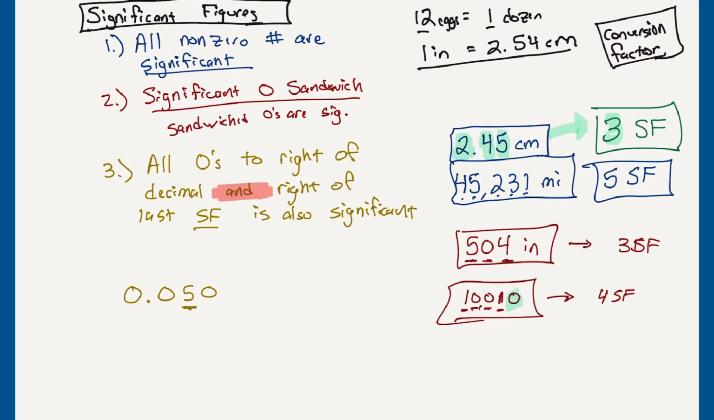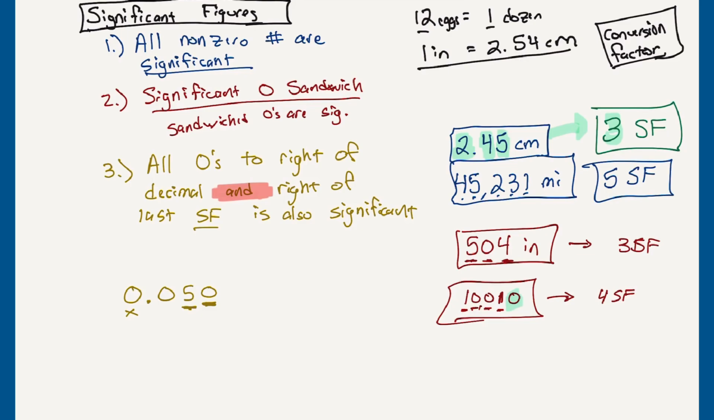Now, what about this guy? So this one is not. I'll put an X underneath it. This one right here is to the right of the decimal point, and it's also to the right of the last significant number, or to the right of the 5. So therefore, it is also significant. This is a significant number. It indicates the precision of that measurement.